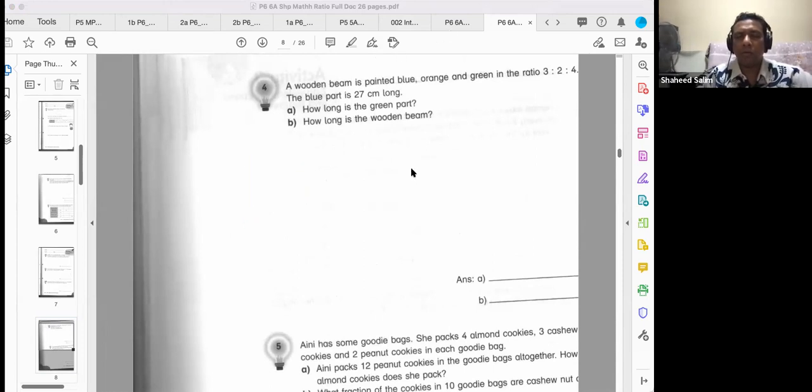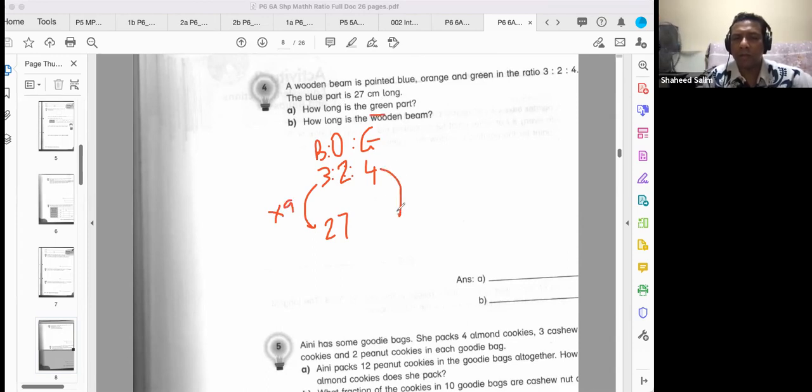Now, well done, Hilwa. You have 3, which is what? Blue, then orange, then green, BOG. Okay, BOG. So down here now, you have 2 and you have 4. And you are told that the blue part is 27. So you know that in order to reach 27, you need to times 9. So question number 1, what is the green part? Green part, you must times 9 also. 4 times 9 get 36. So your first answer is 36 cm.